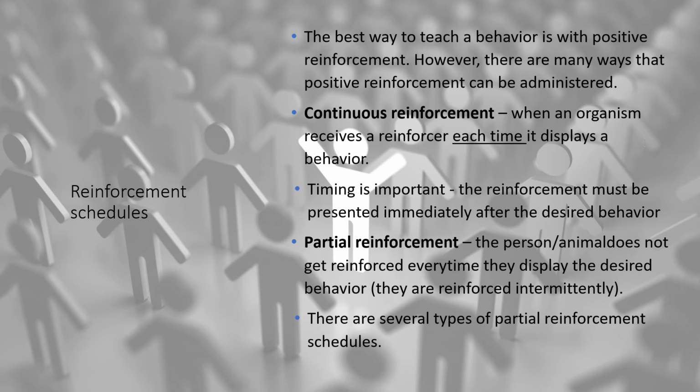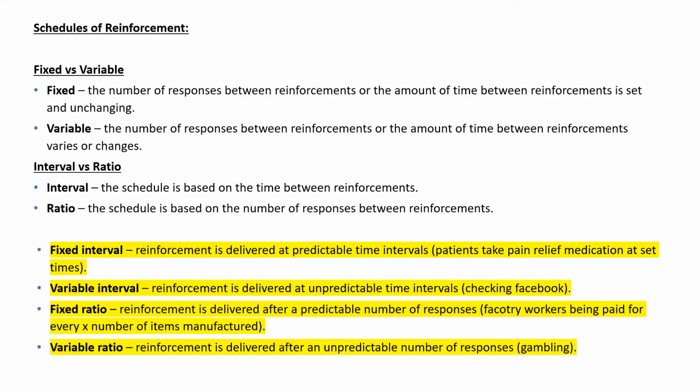So what we might do, because we don't always have reinforcers present, is use what's called partial reinforcement, or you might also see it called intermittent reinforcement. This is where the animal or the person doesn't get reinforced every time they display the desired behavior. They're getting reinforced based on a schedule. And so there are different types of reinforcement schedules. We have fixed versus variable and interval versus ratio.